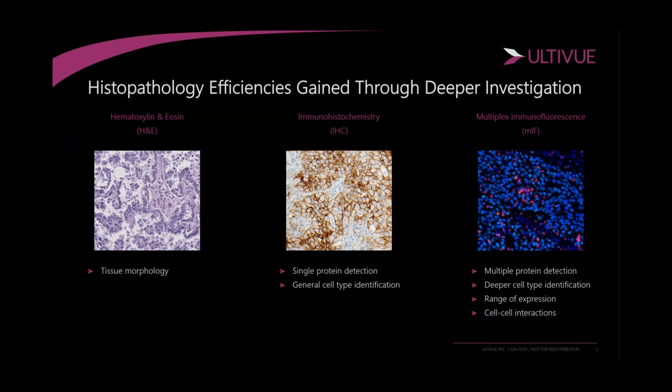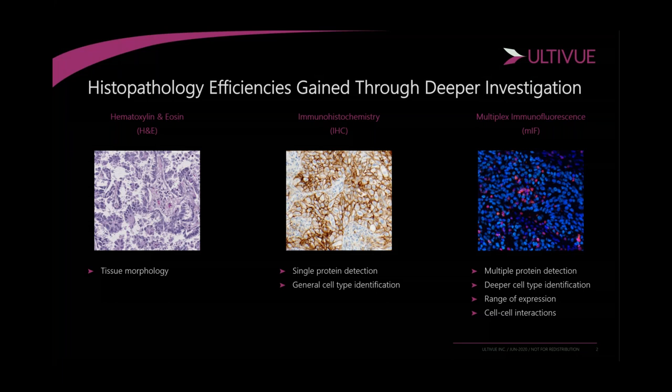Now, we've evolved that a little bit into an immunohistochemistry assay, where you're adding one marker, let's say in a DAB-IHC assay. You're able to now add in single protein detection and also some general cell type identification, depending on what marker you're using in that assay.